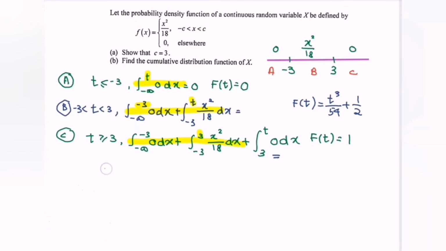So kindly rewrite. We have the CDF, or cumulative distribution function, which is equal to 0 for the domain x less than or equal to negative 3. Continue: x cubed over 54 plus 1 over 2 for the domain x greater than negative 3 and less than 3. Finally, we have 1 for x greater than or equal to 3. So here we have the cumulative distribution function of x.